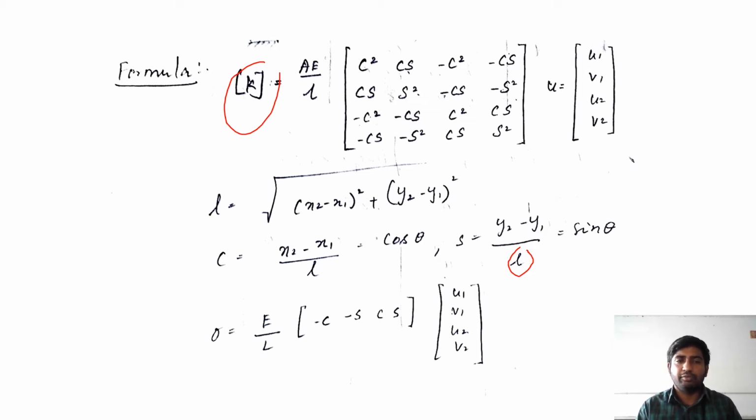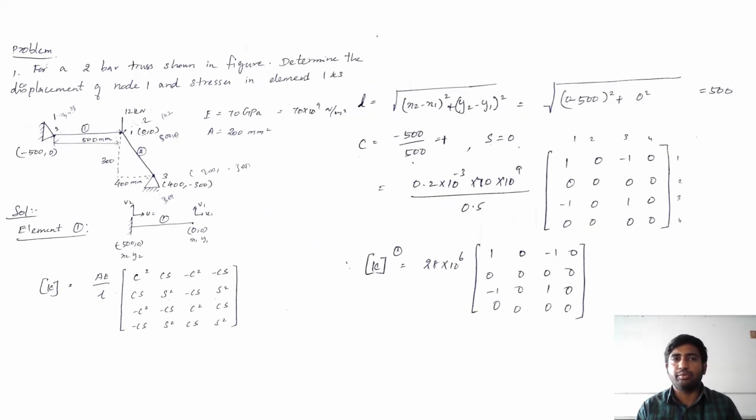Here the formula for calculating stress in each element is E by L. So E means Young's modulus, as I already told. L is the length of the element. C and S values are taken from this formula. Okay, let's move on to the problem.